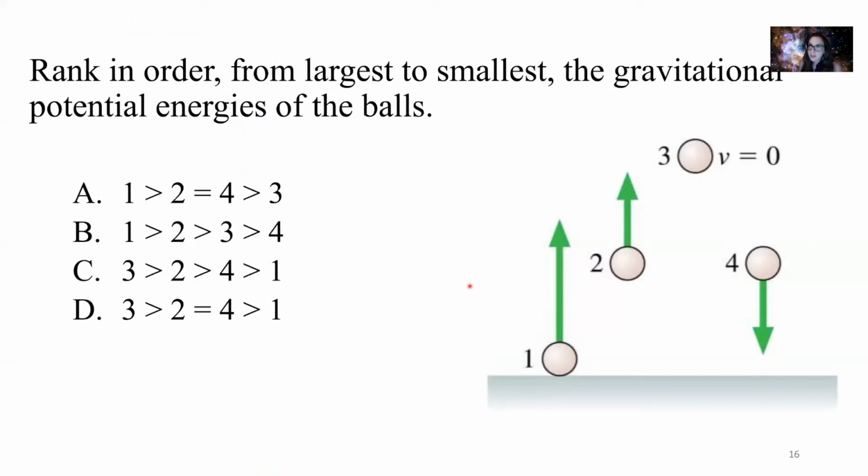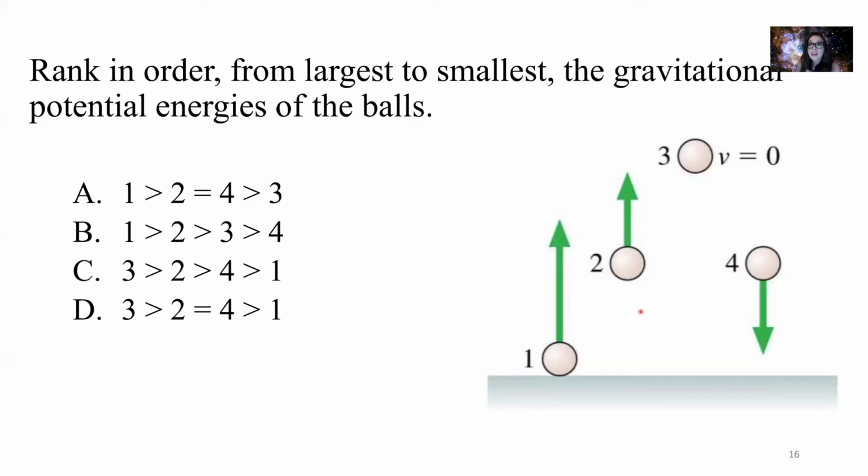With that in mind, I'm going to ask you for this engagement check to rank in order from largest to smallest the gravitational potential energy of all of these balls here. The number is just the number of the ball: Ball 1, 2, 3, 4. I haven't provided you with any value to represent the height above the ground. You can make one up if you want to.